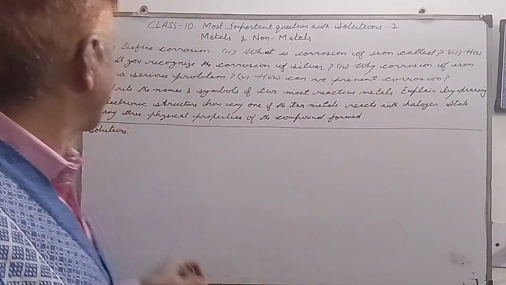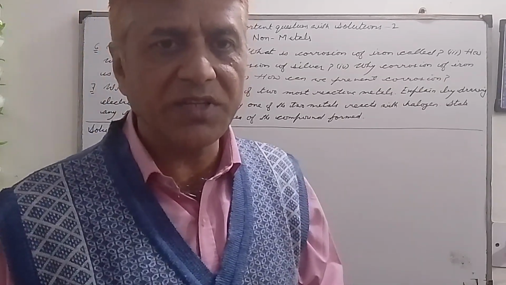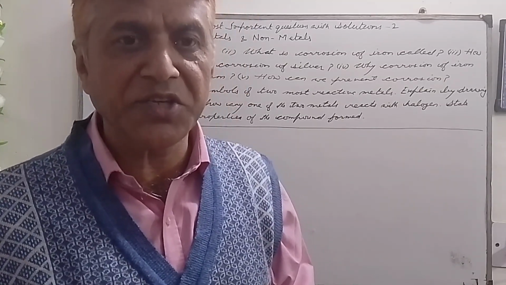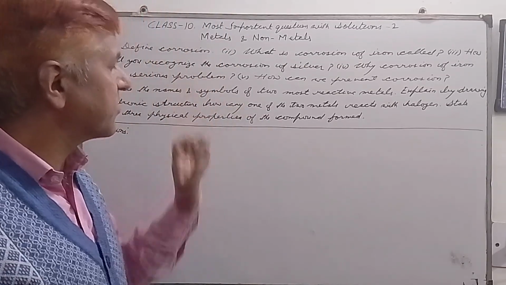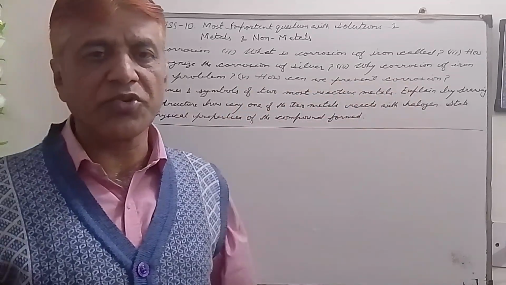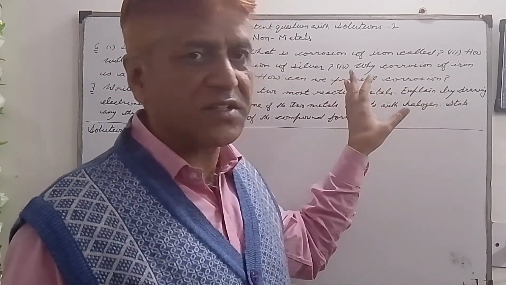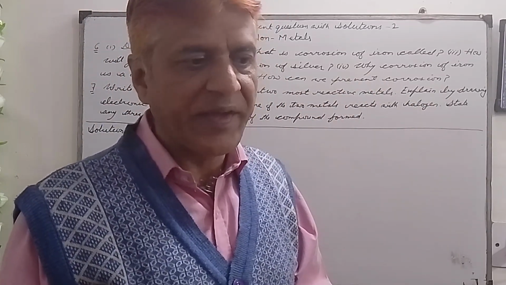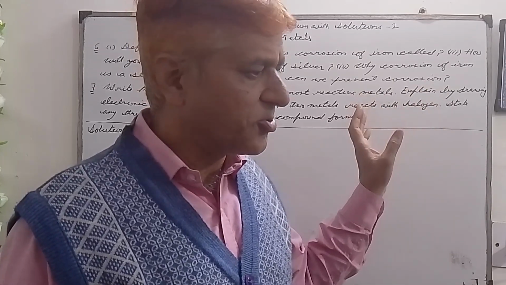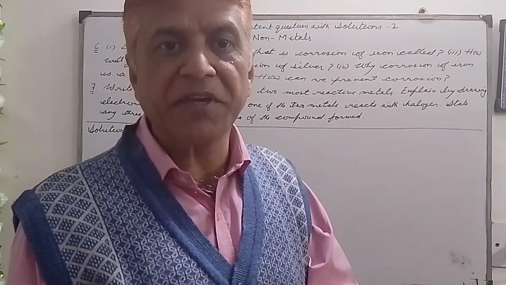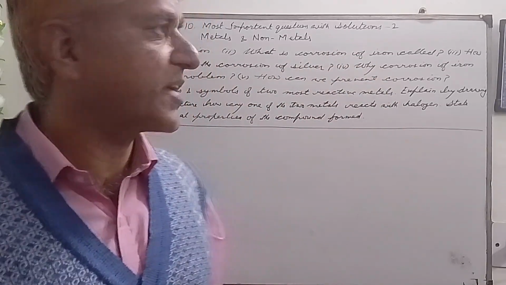Fourth part is, why is corrosion of iron a serious problem? Because a lot of money has to be spent in order to replace damaged or rusted iron. So that is why this is a serious problem. How can we prevent corrosion? Corrosion can be prevented by oiling, greasing, painting, and there are techniques like galvanization, anodizing, or by making alloys. So through all these processes, corrosion can be prevented.